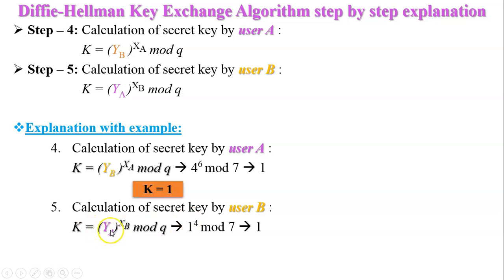Now calculation of secret key by user B. So K is equal to YA raised to XB mod Q. So 1 raised to 4 mod 7 is equal to 1. So here K is equal to 1. Now both the sides secret key is same. K is equal to 1 and K is equal to 1. Here secret key is generated by both the users, and now subsequent message is encrypted by K is equal to 1 value.